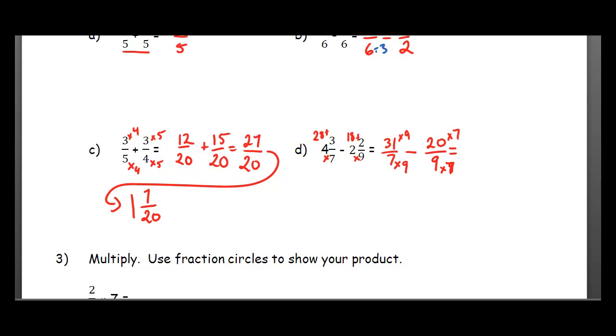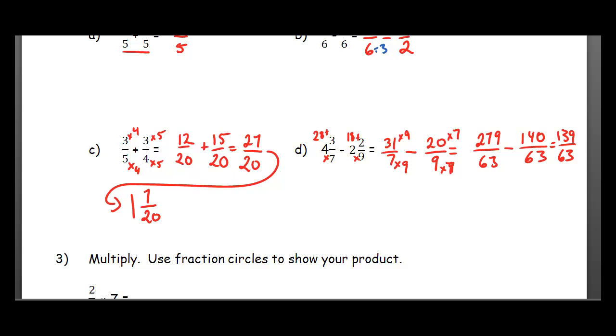So it equals 31 times 9 looks like 279. 279/63 minus 140/63. I'm going to double check that on a calculator here. 31 times 9 equals 279. Alright, so minus 140 is going to equal 139/63. And I go, okay, well, how many times does 63 go into that?